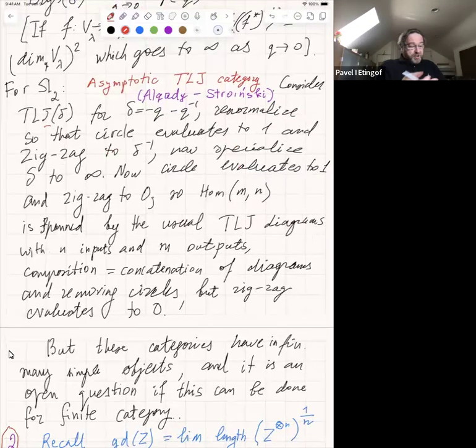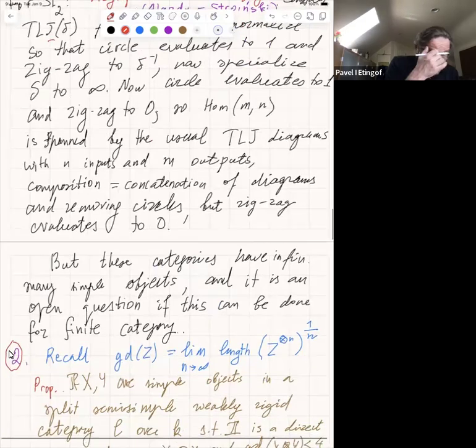So this is a counterexample showing that braided cannot be removed, but these categories have infinitely many simple objects. And it's an open question. We don't know whether, if you impose that the category has finitely many simple objects and is semi-simple, it can be weakly rigid without being rigid. So this is not known.